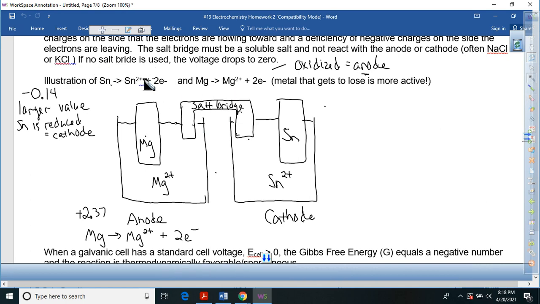Attaching the two metal electrodes, we have a voltmeter.